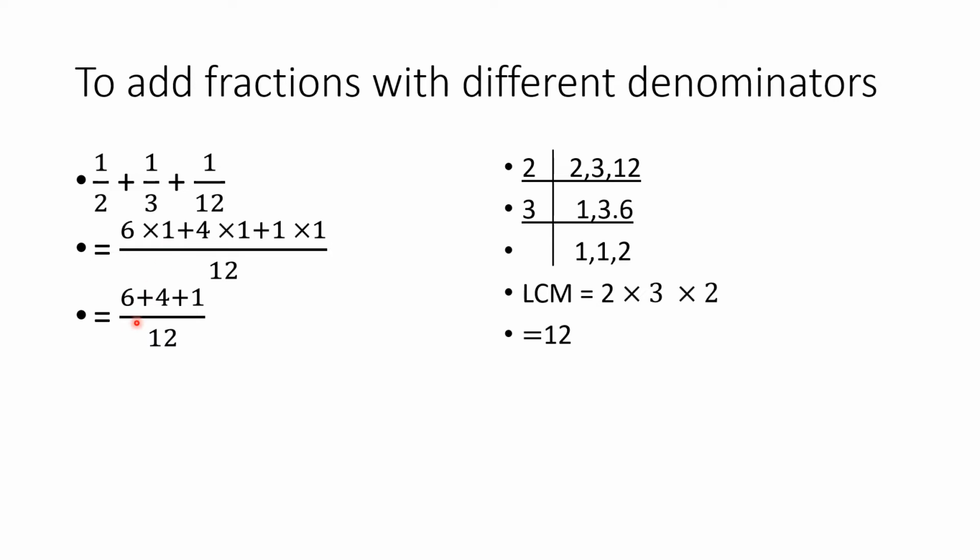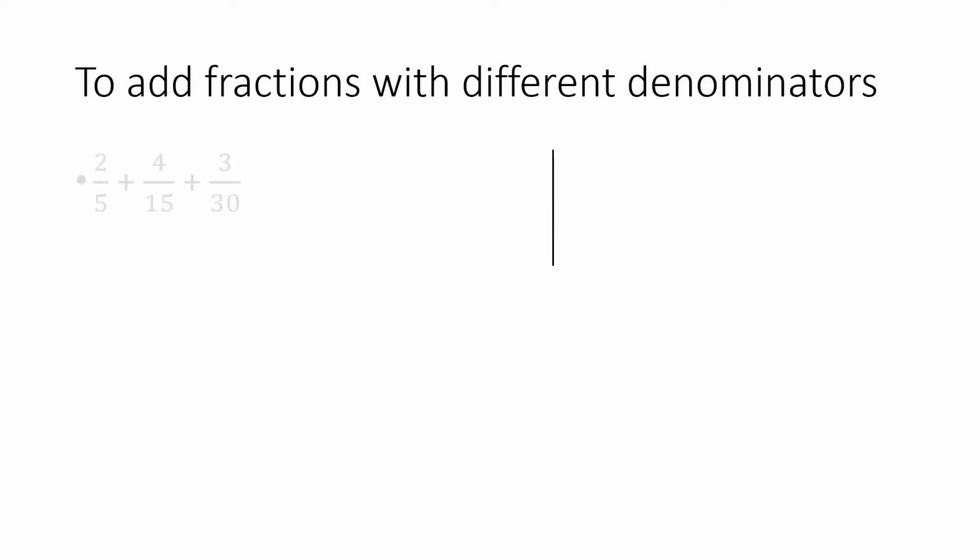Now 6 ones are 6 plus 4 ones are 4 plus 1 ones are 1, and by 12. It is our denominator. Now we will solve this numerator. 6 plus 4 plus 1 equals 11. It means 11 by 12 is your sum and it is the simplest form. Let us take one more question.